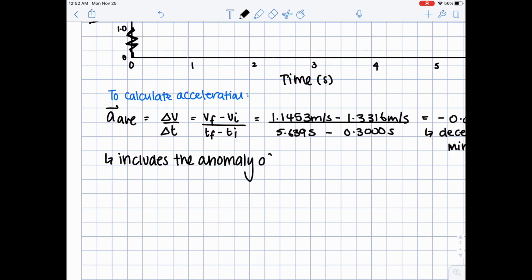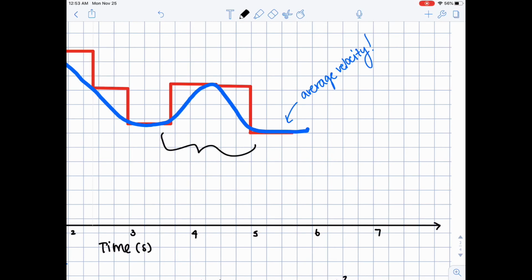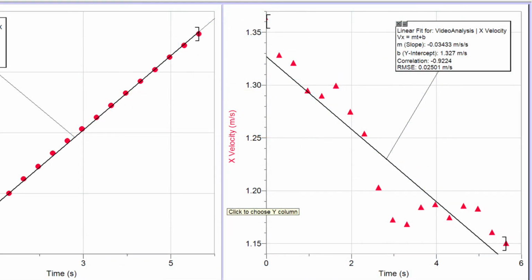This calculation of acceleration includes the anomaly of a spike in velocity shown above. We can see here that this spike in velocity could have been caused by external factors and maybe riding over a ridge. Shown in the graph on the right, the acceleration was found by the software to be negative 0.034 meters per second squared, which was very similar to the value we calculated.